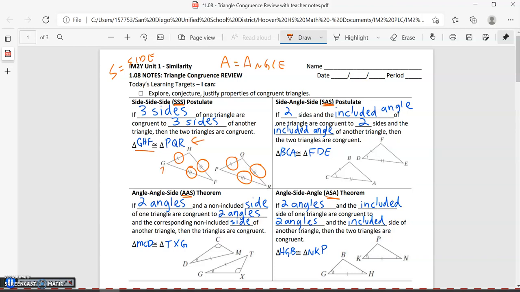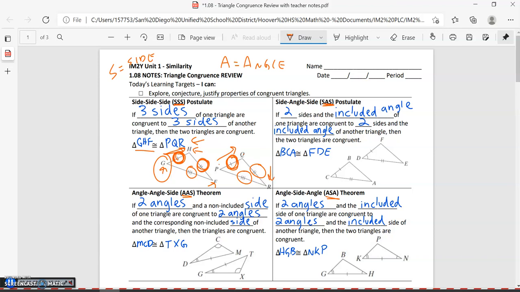So if I did GHF, my G is on my one side, and it's going towards my two side. So one side going towards the two side. So here's our one side going towards our two side. So it's going to be P, Q, and then our last letter is R.